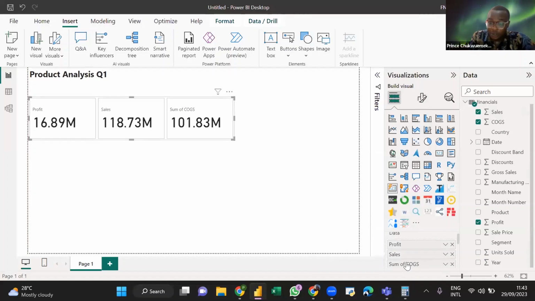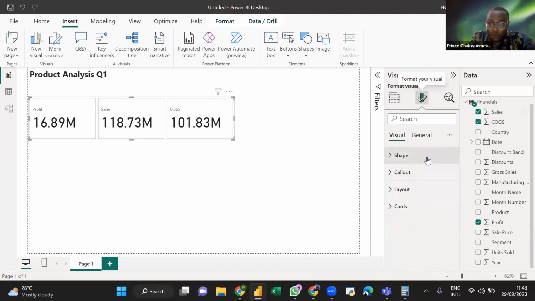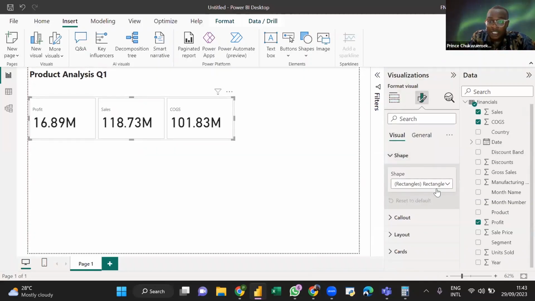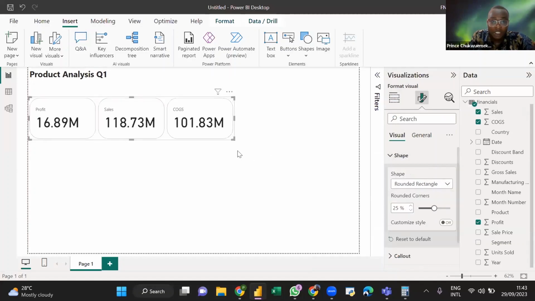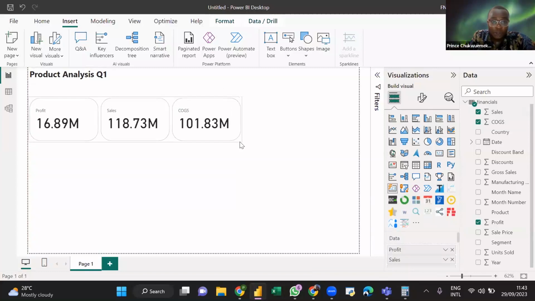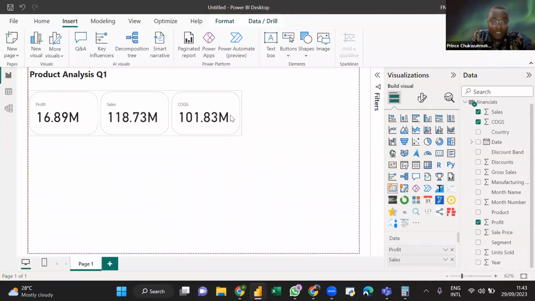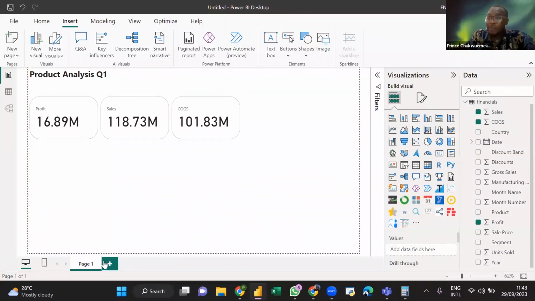And I also want to see the cost of goods. How much am I spending? Then I would also want to do a few things here, which is this shape. I would want to make it a rounded edge. So it just depends on you, right? So I would want to see this here. Then I can measure that thing, right?